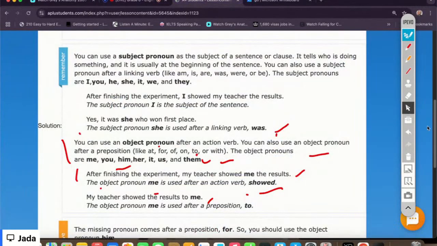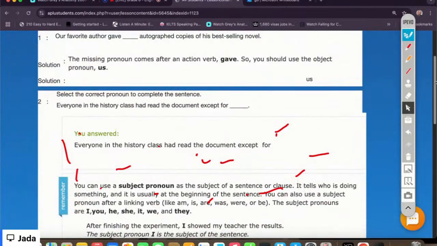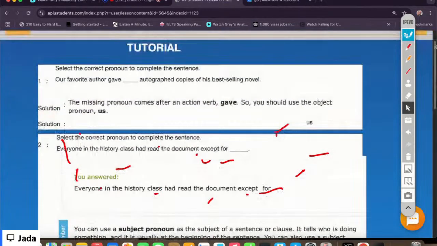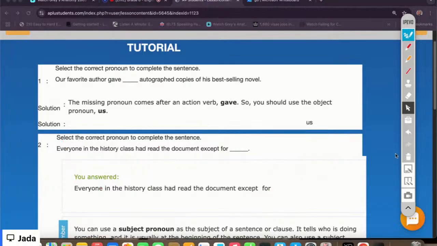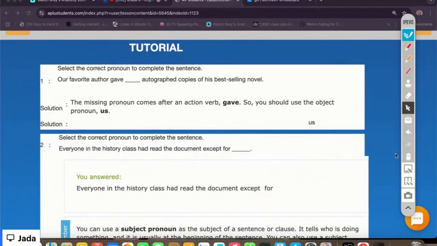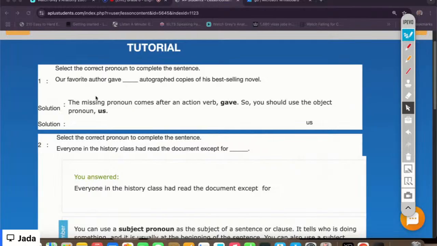All right, let's look at some examples. Just know that the subject pronoun is at the beginning. It starts the sentence, and the object pronoun is usually in the middle of the sentence or comes after a preposition. So select the correct pronoun to complete the sentence. Our favorite author gave us an autographed copy of his best-selling novel.